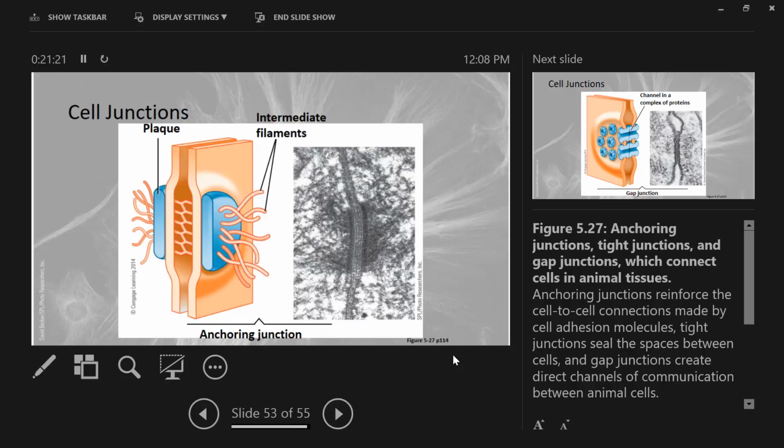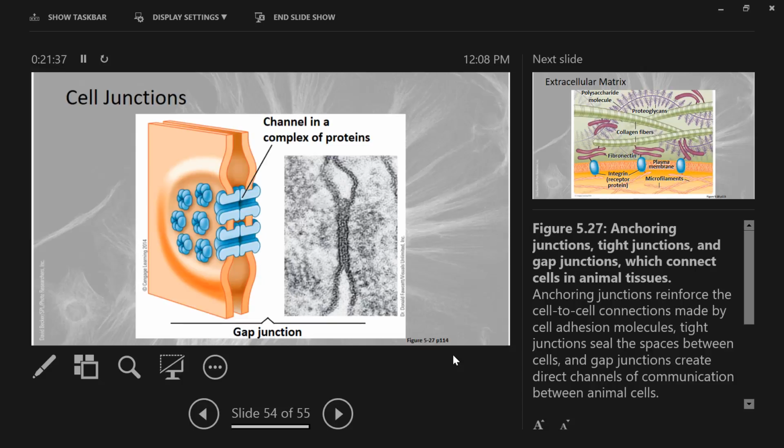Here's a zoomed in picture of an adhesion junction or anchoring junction, and then an electron micrograph showing where you have these cytoskeletal fibers holding these cells together, again resisting them being torn apart. And gap junction attaching the cytosols of two adjacent cells, and then an electron micrograph showing where these gap junctions are, not really showing you the detail of those gap junctions, but showing you where they are.